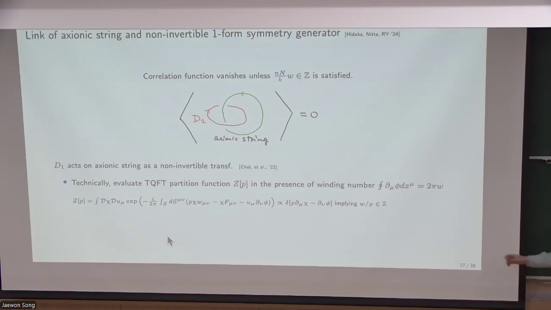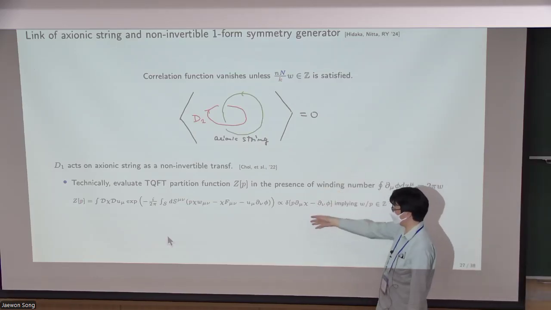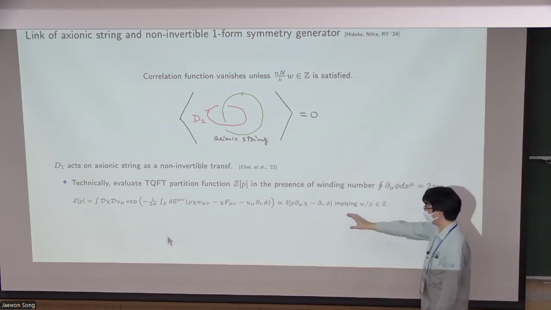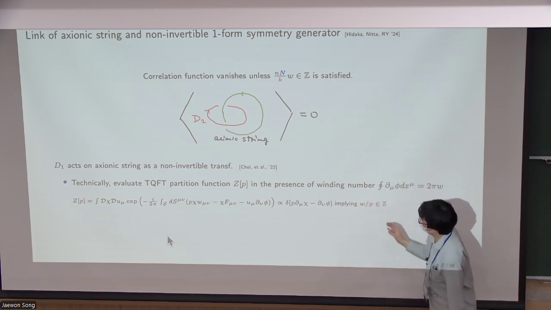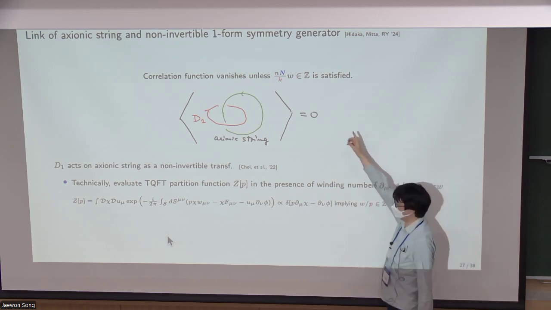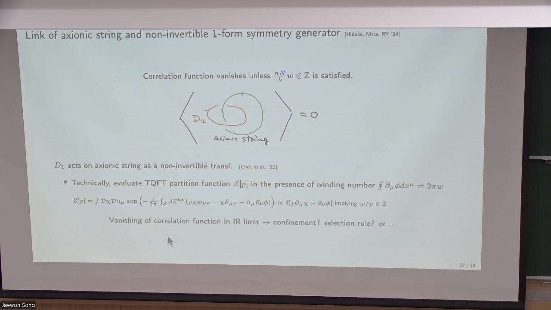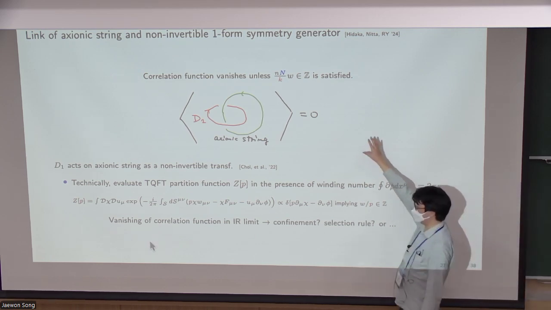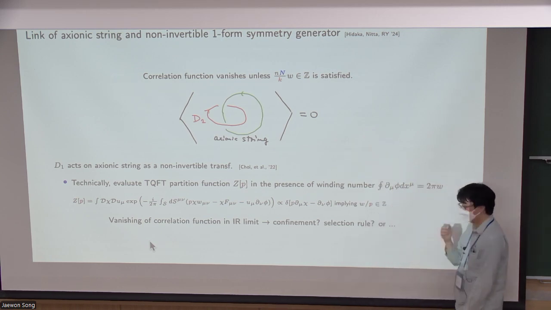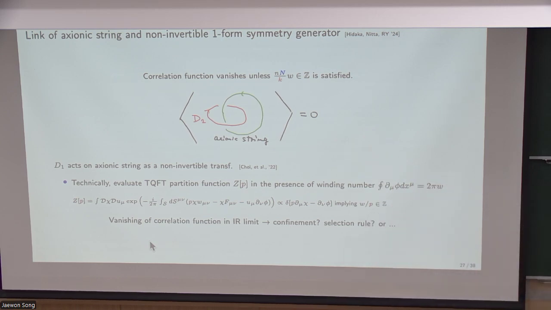Okay, so we have this constraint from explicit calculation of the partition function, but the physical meaning of this constraint will be unclear, at least for me. So let me consider this vanishing of the correlation function in the IR limit. In the IR limit, the vanishing of the correlation function often means confinement or a selection rule or something. So how about this case?